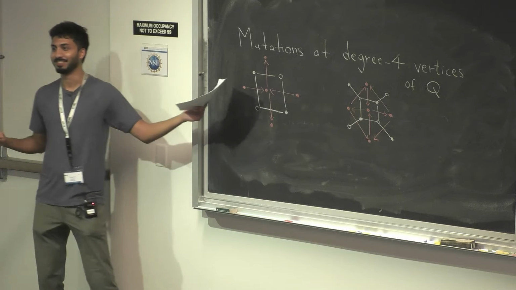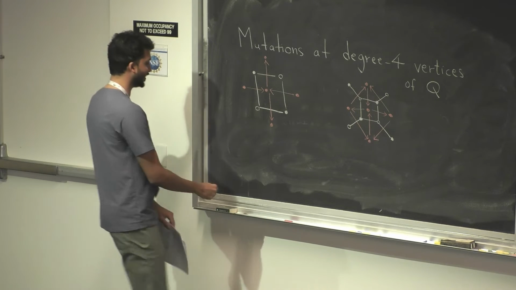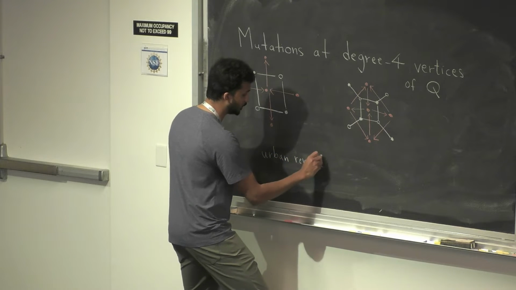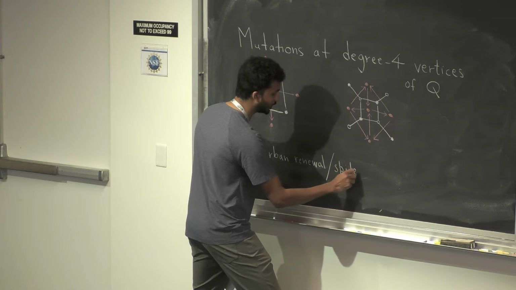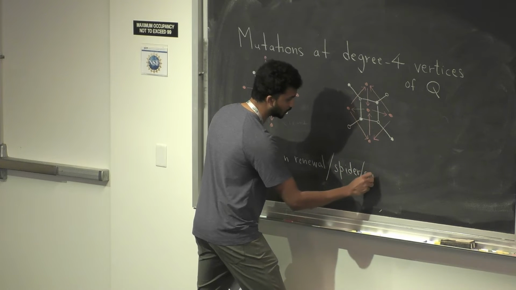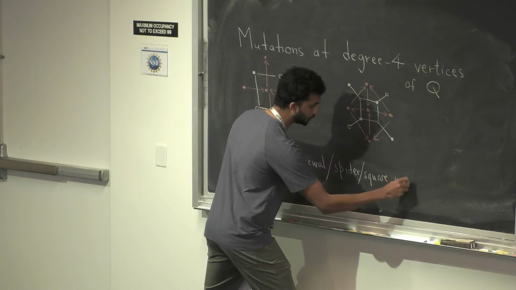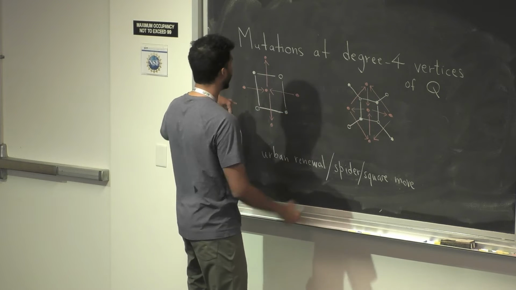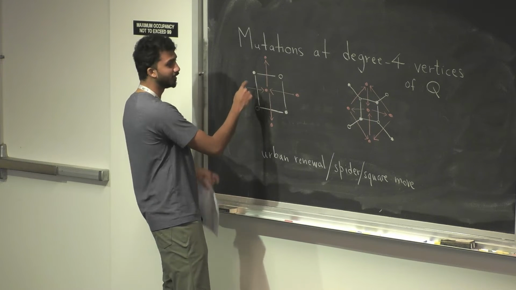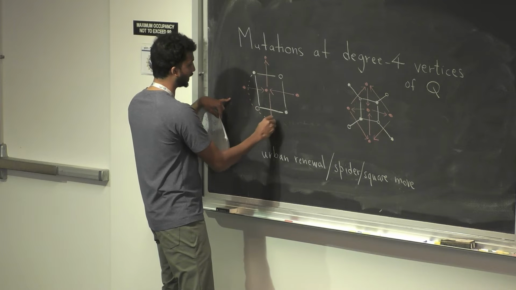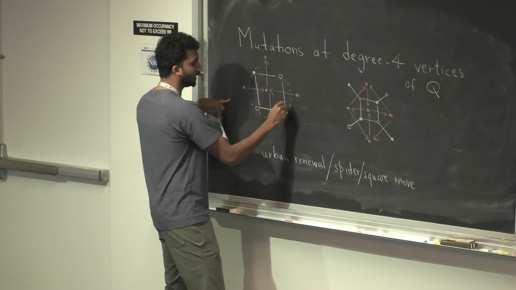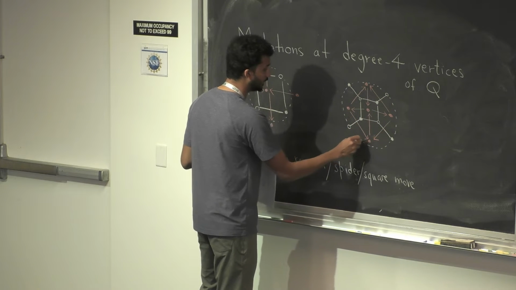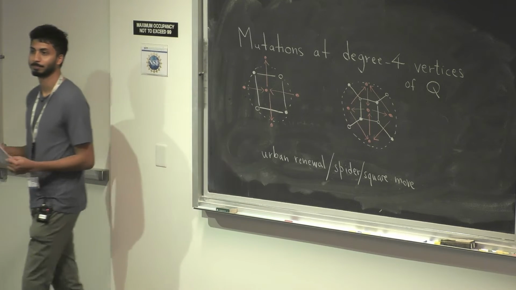So this is something that if you've seen dimers, you would recognize. This is urban renewal, or the spider move, or the square move. So mutation at degree 4 vertices, if you think in terms of bipartite graphs, is the following operation. You remove a portion of your bipartite graph that looks like a square, and you replace that portion with a spider, with this picture over here.